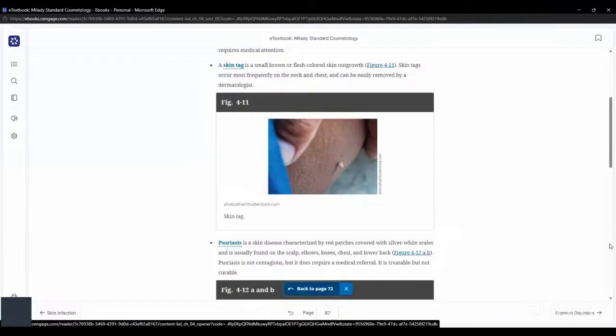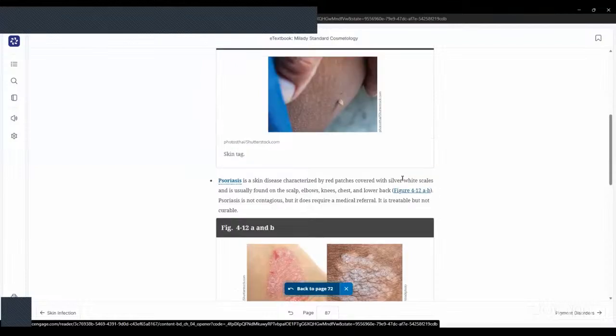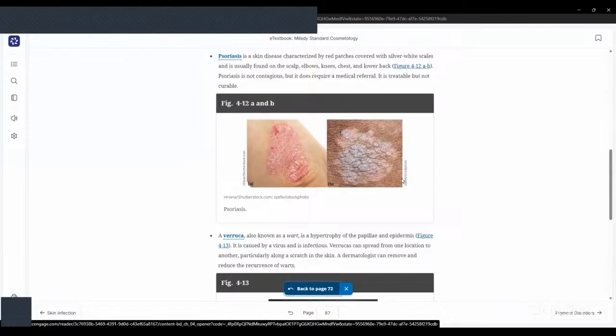Okay. Psoriasis, a skin disease characterized by red patches. Psoriasis for me is worse than dandruff, worse than eczema, worse than all of this put together. Right? Because it can be redness, irritating. If you pick it, it could cause scarring. So you almost just gotta deal with it.